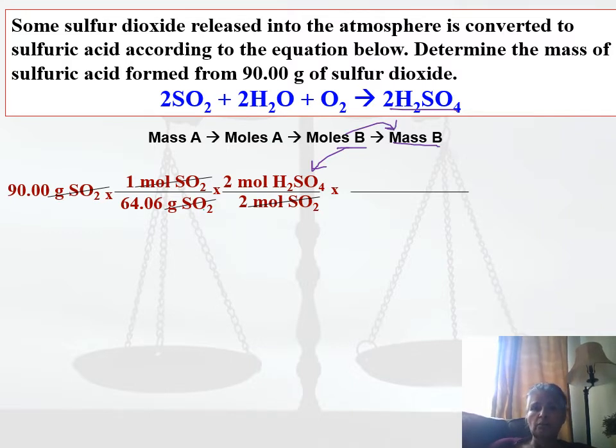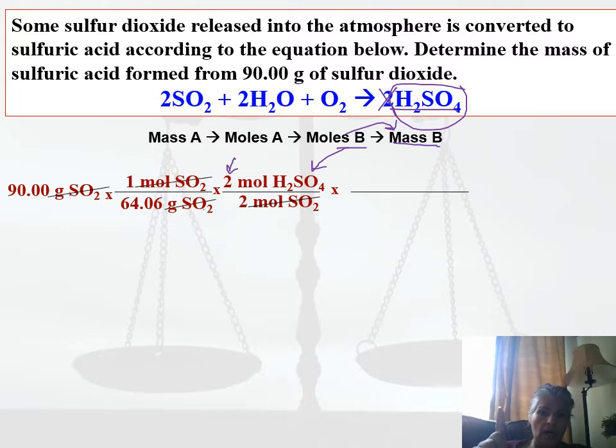The only way to get from moles to mass is to use the molar mass. So you need to go to your periodic table and add up all of this: 2 hydrogens, 1 sulfur, and 4 oxygens. You're not going to do anything with this 2. You're not multiplying it by 2. You've already used the 2 right here. You don't use it again. You only use it in the mole ratio. Molar mass is always the mass of only 1 mole, no more than 1 mole.